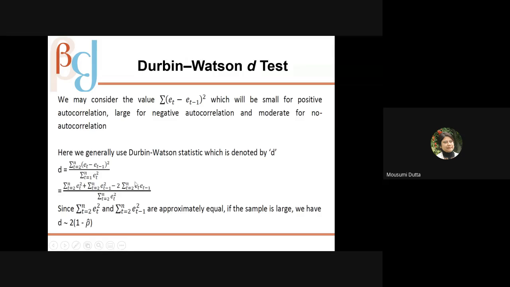Actually, we started with summation et et-1 divided by summation et square. However, we are modifying the term in this way. We are bringing this whole square, which will be able to capture three varieties: presence and absence, and if present, positive or negative, and presenting the thing in this way.